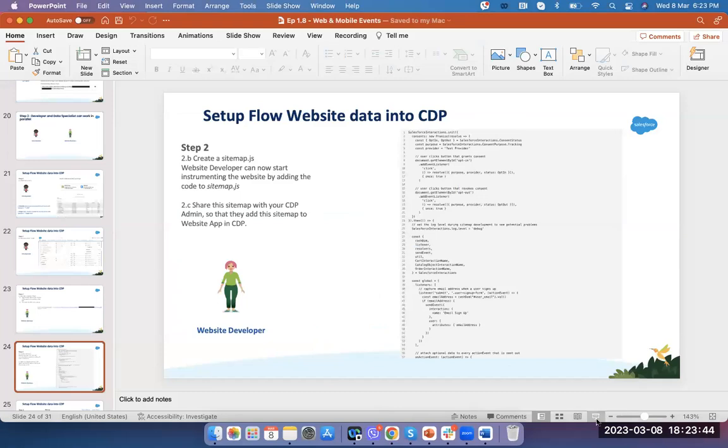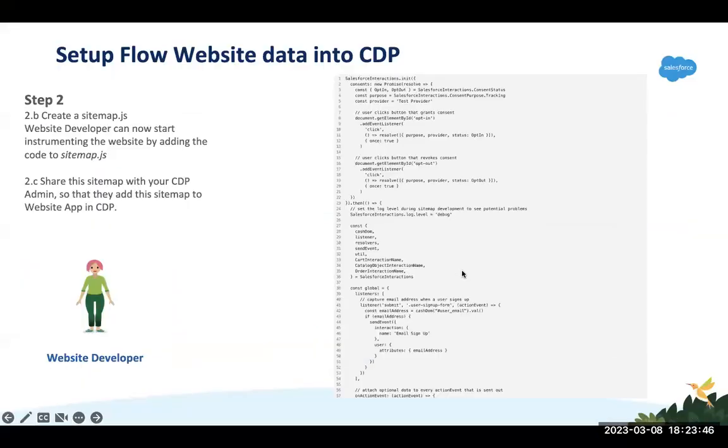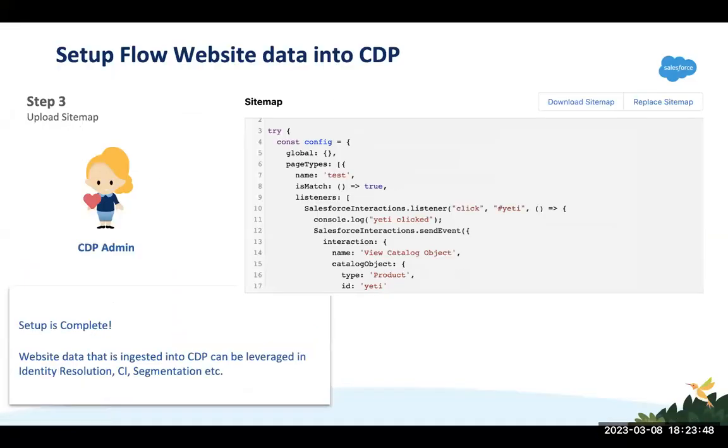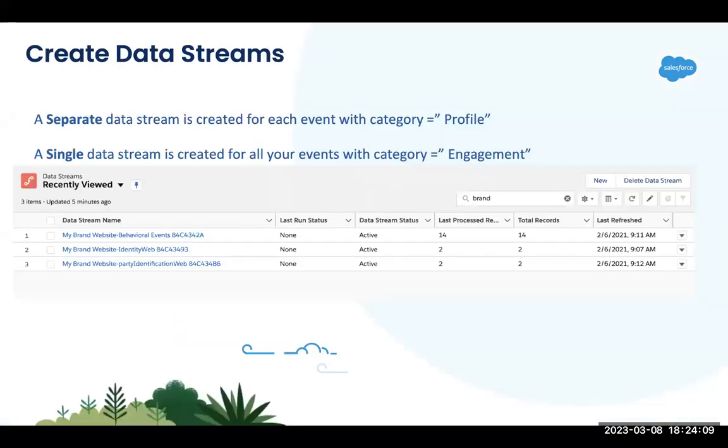So the other elements are, once you set up the flow of website data into CDP, step 3 is to complete the step: you upload the sitemap. Once you upload the sitemap, you can see the ingestion of the data coming from your websites to your data cloud. You always have the flexibility to download the sitemap, and you can replace the sitemap as well to add more interactions, as per the SDK code that has been designed for websites. So this is a way that you can create data streams.